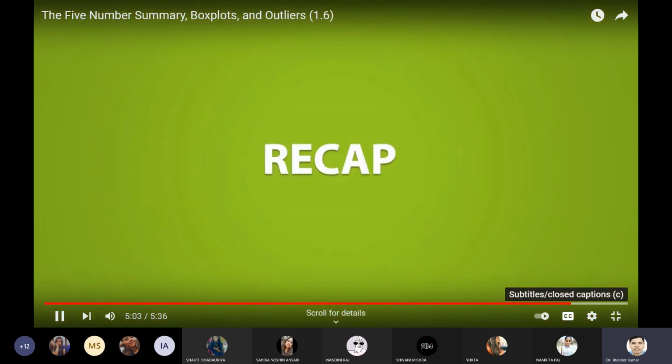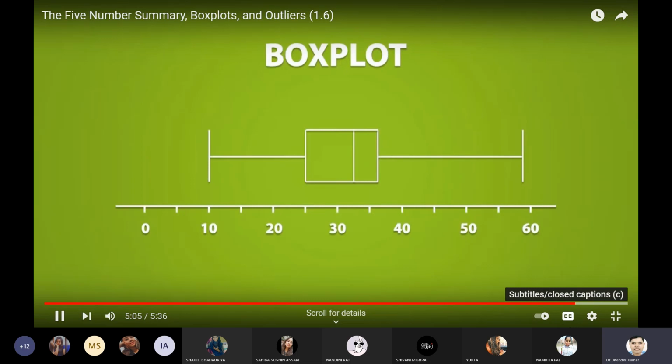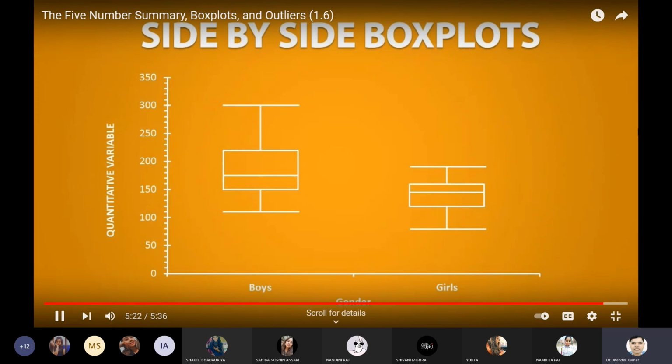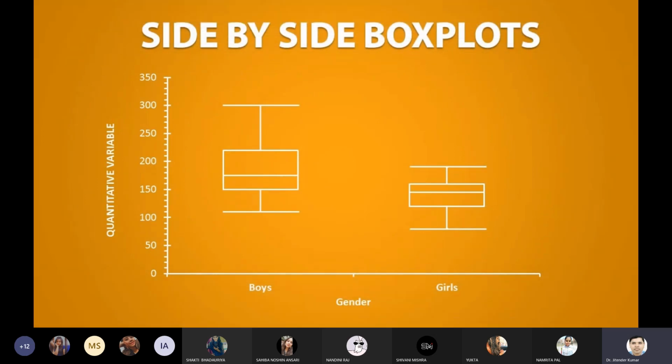So to quickly recap, a regular box plot is drawn using the 5-number summary. A modified box plot also uses the 5-number summary, but it accounts for outliers. And if there are outliers, a whisker or both whiskers will extend only to the new minimum or maximum. Similar to back-to-back stem plots, we can have side-by-side box plots. By having them side by side, we can make easy mathematical and visual comparisons between two sets of data.